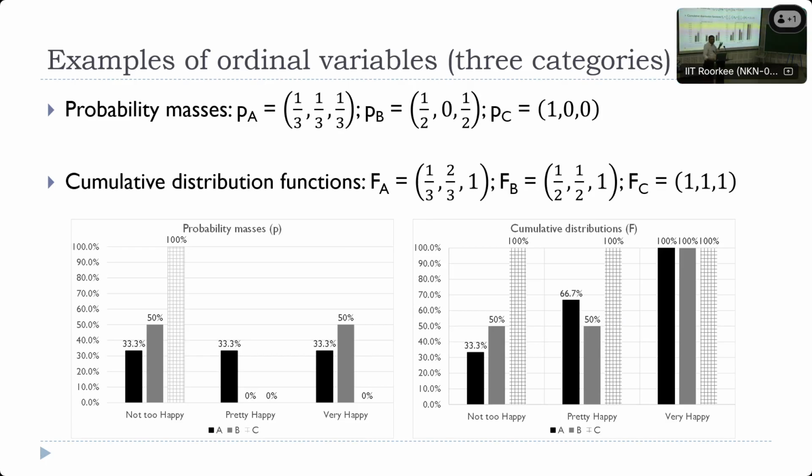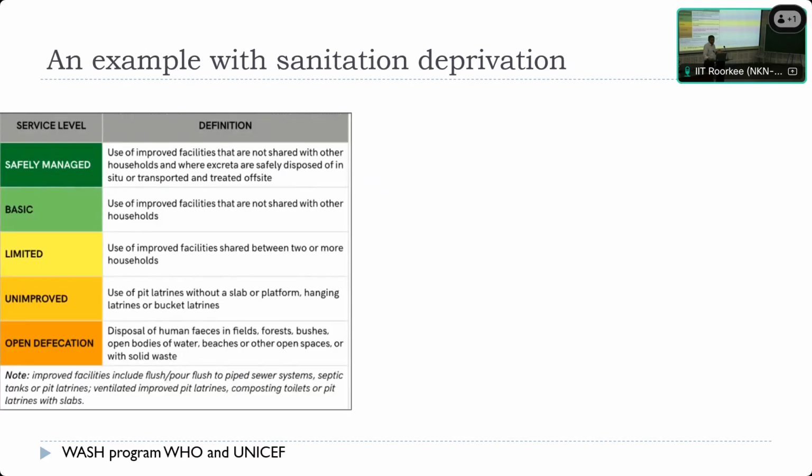So this is how generally we have the data, what to do with it. I will try to show you with an example. So here is an example of sanitation deprivation from the WASH program. If you are working on health, you have seen this WASH, right? So in general, we have water, sanitation, and hygiene. These are three, right? So it is just an example with the sanitation level.